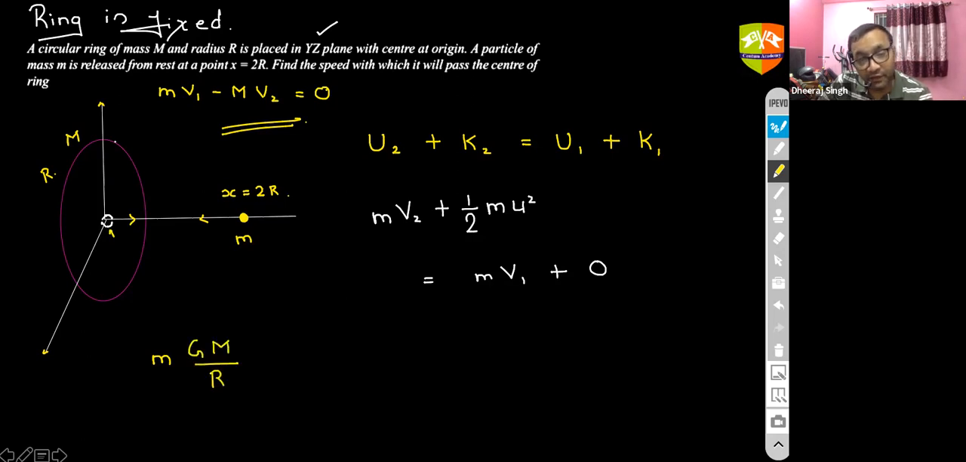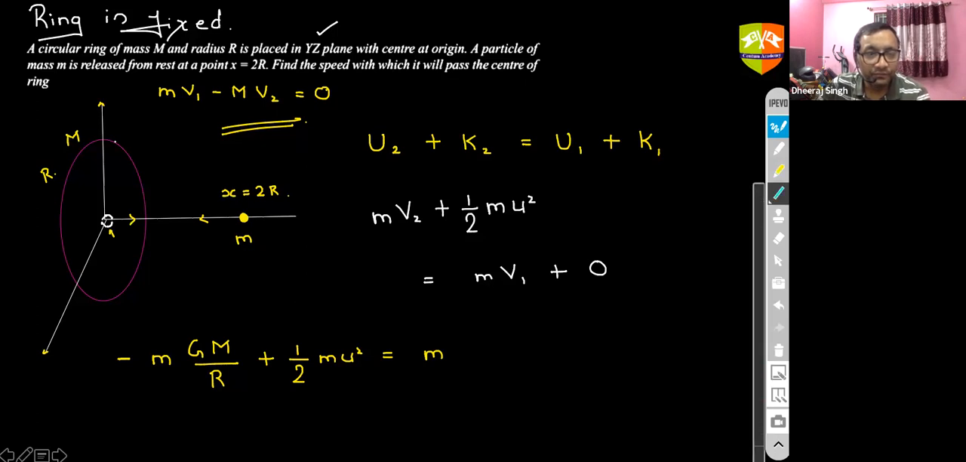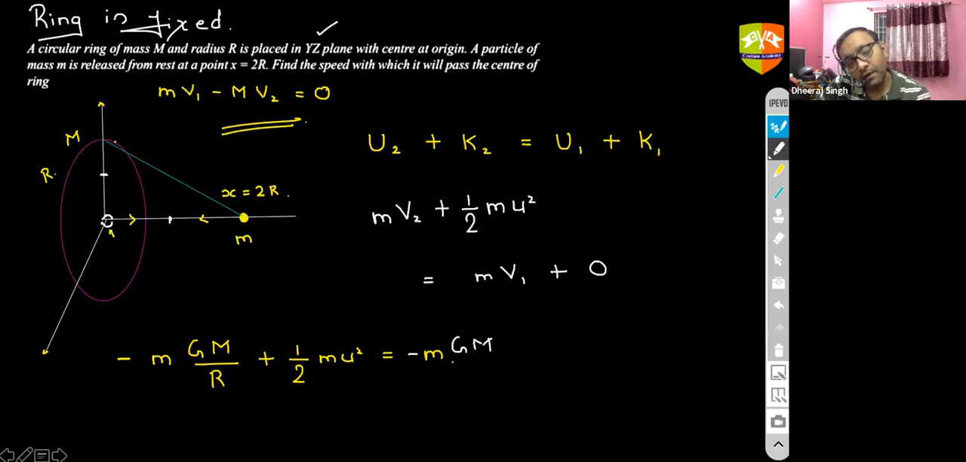So the potential of the ring at the center is minus G capital M divided by R, plus half m into u squared. This is equal to the potential over there. You have to consider that distance. This distance is how much? R and 2R, so root 5 R. So minus GM by root 5 R plus 0. This is the equation. All of you understand this? Type in.